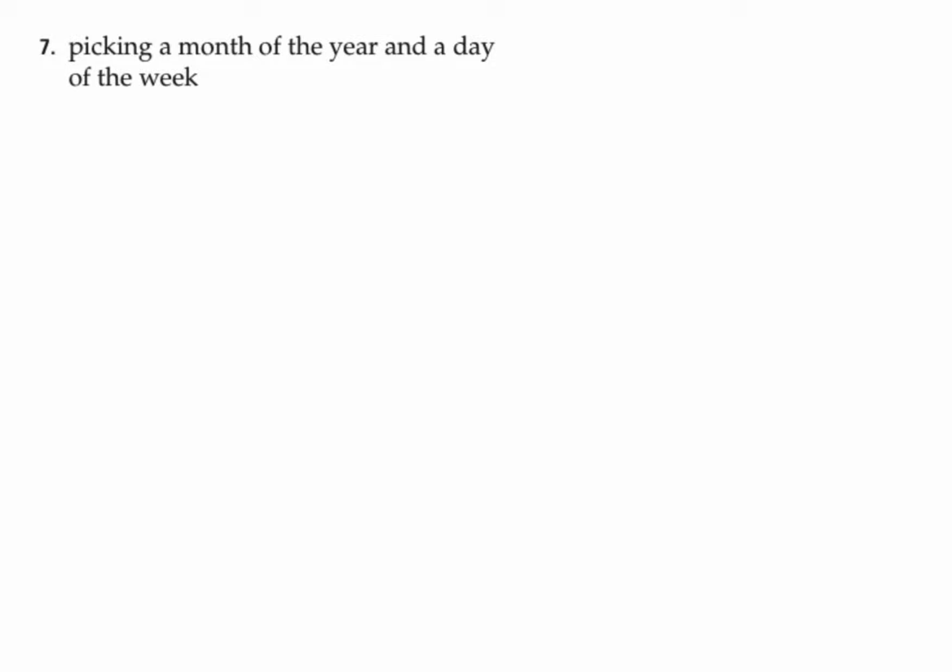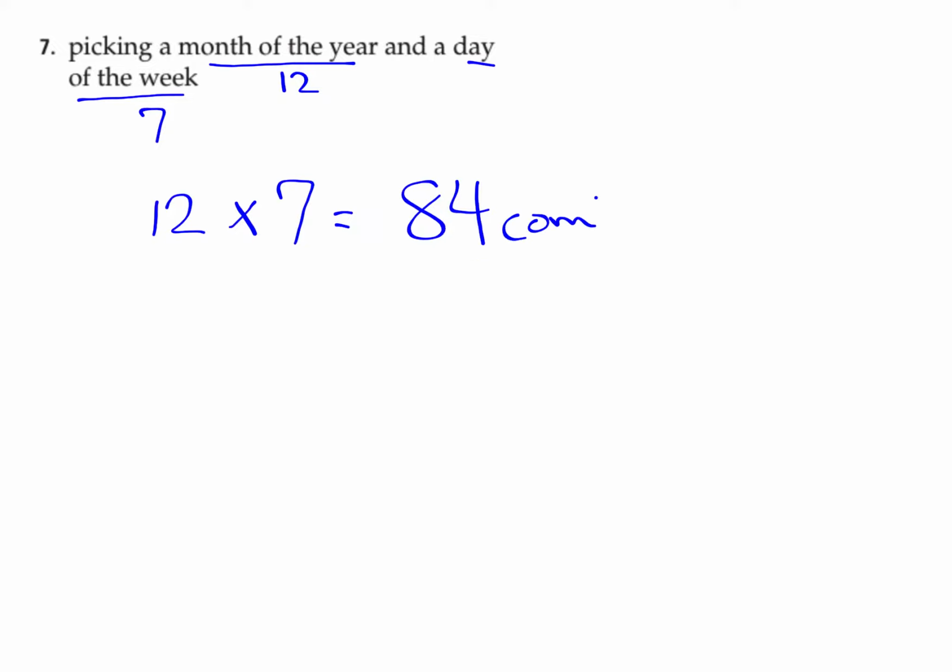Okay, number 7, picking a month of the year and a day of the week. All right, month of the year, there are 12 of them. Day of the week, there are 7. So there's 12 months times 7 days of the week. This gives us 84 combinations. Now let's just call it outcomes.